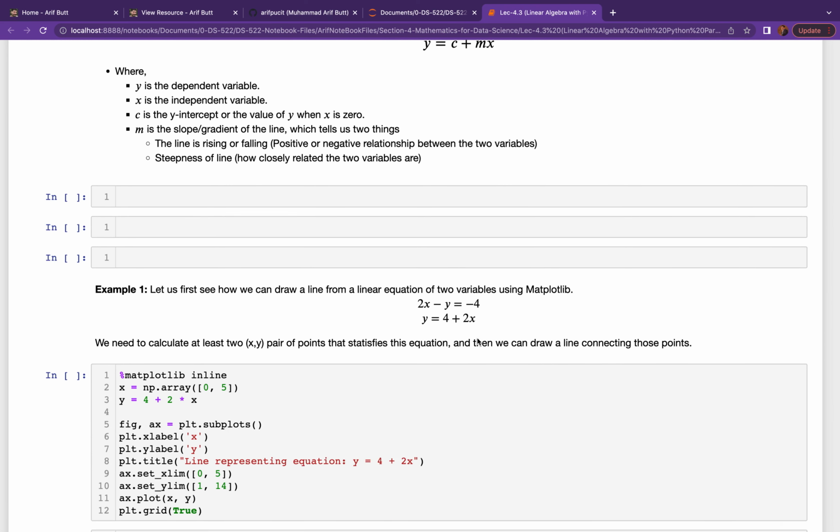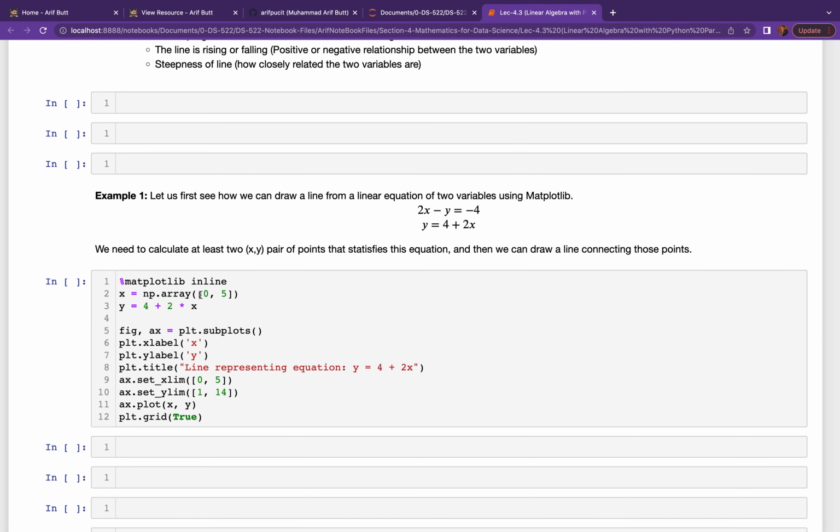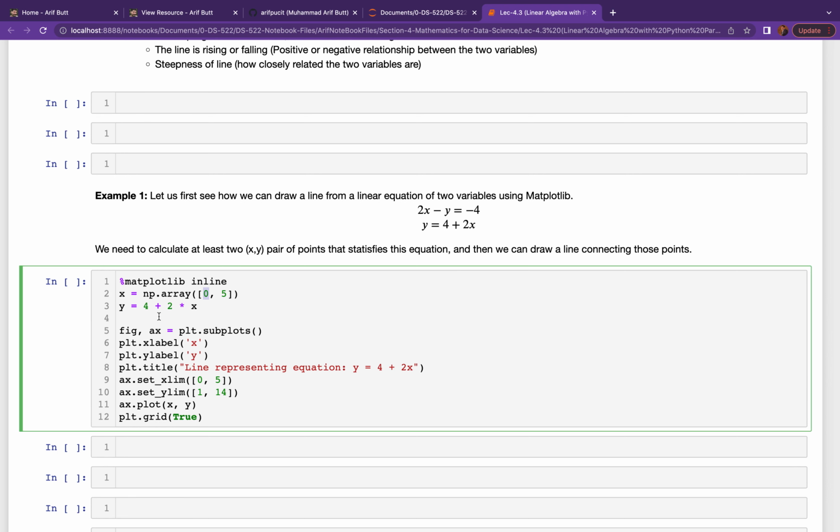Let me run this code. Let's understand visually how a linear equation of two variables maps to a straight line. So this is a linear equation, 2x minus y is equal to minus 4, which can be written as y is equal to 4 plus 2x. We need just 2 points to draw a line. So let me put x is equal to 0, and we will get y as 4, and let me put x is equal to 5, and we will get y as 14.